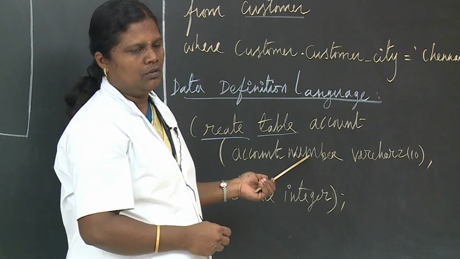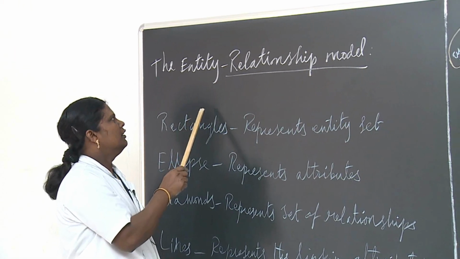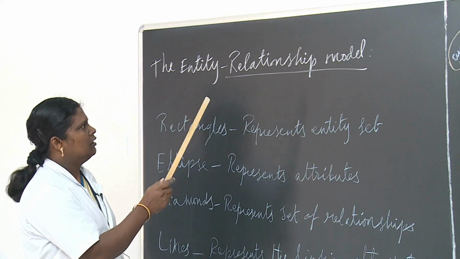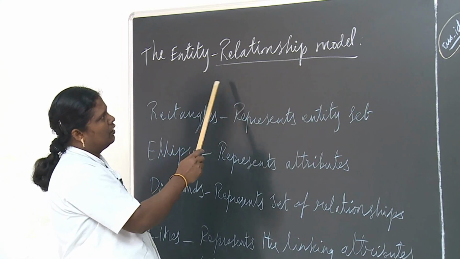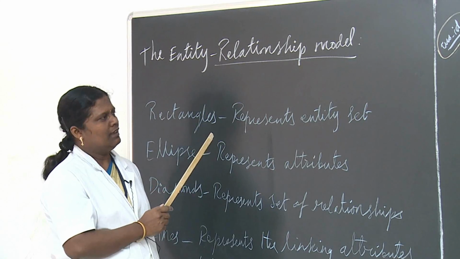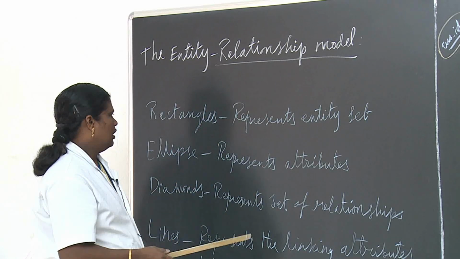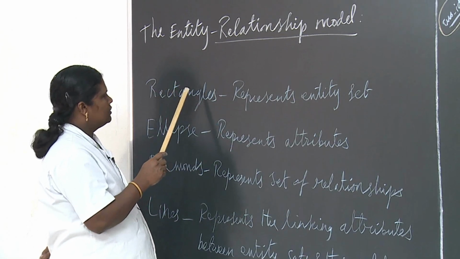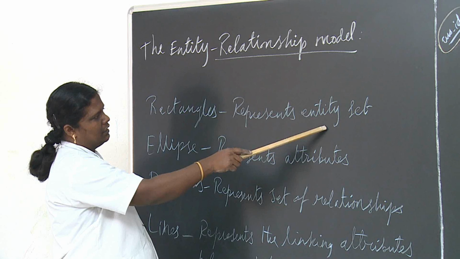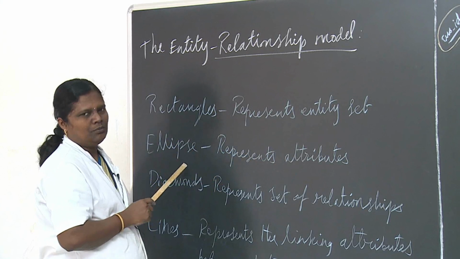The entity relationship model describes the relations between the various entities. Among the various models of the database, this is also an important model, the entity relationship model. It describes the relationship between the various entities. For that, they use diagram drawing images or symbols to describe it. For example, a rectangle is used to represent the entity set. A particular entity set is represented with a rectangle. Then attributes are represented with the ellipse symbol.